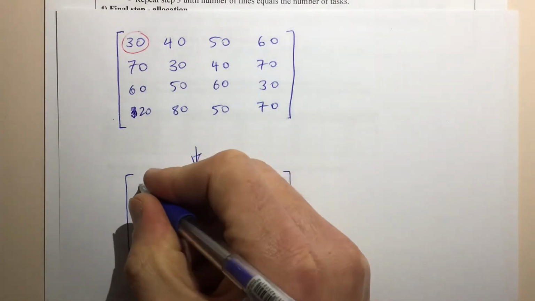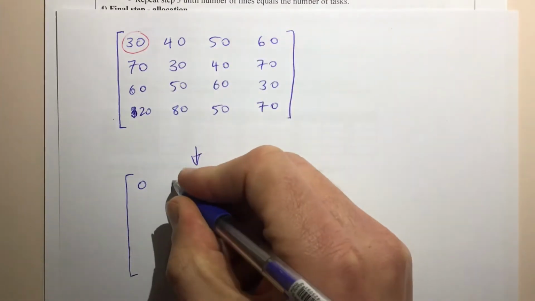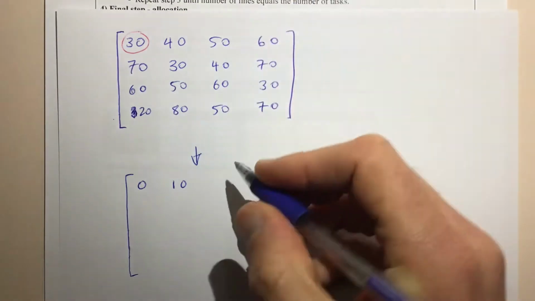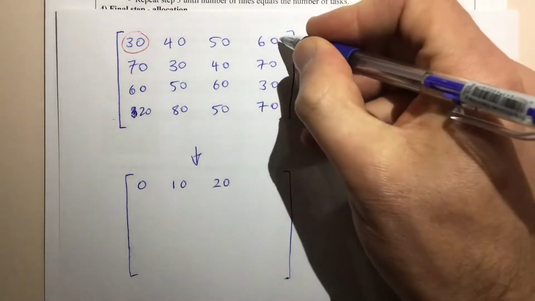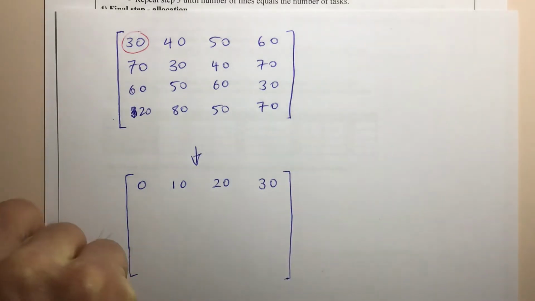So the first number becomes 0, because 30 take away 30 is 0. Then 40 take away 30 gives us 10. 50 take away 30 gives 20. And 60 take away 30 gives us 30, right? So that's the first row done.